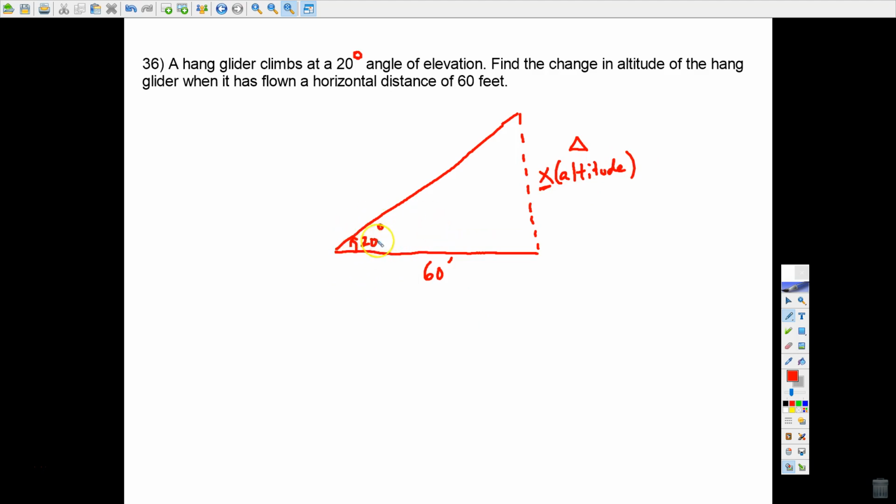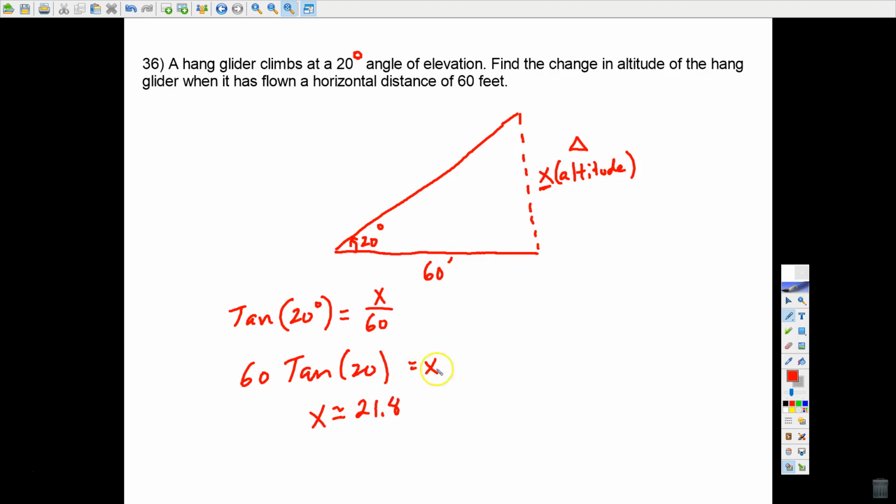Looking out from this 20 degree angle, once again, I'm trying to find the opposite side given the adjacent side. So we are describing tangent again. Tangent for this angle measured as 20 degrees is the opposite side divided by the adjacent side. Solving for x, we do 60 tan 20 in our calculator. So 60 tan 20. And that's 21.83821406, but rounded to the nearest tenth, we'll say approximately 21.8, and this is in feet, of course. So we'll make sure we include the units. And that's my answer for number 36.